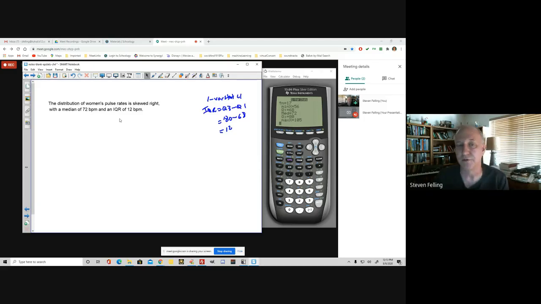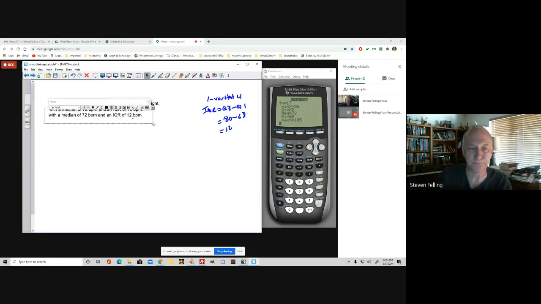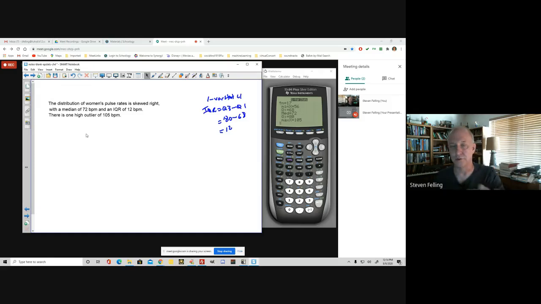Okay, the last thing we would have to do is address outliers. And on the previous screens, we already calculated that this 105 point is a high outlier. So we should add to our description a sentence that says there is one high outlier of 105 beats per minute. So if we're asked to describe the resting pulse rates of these women, the distribution, we would write a paragraph like that.